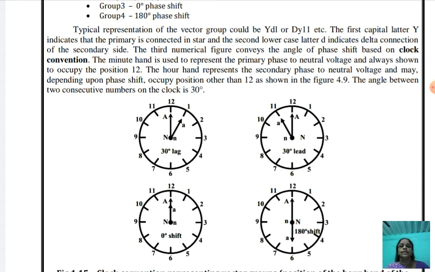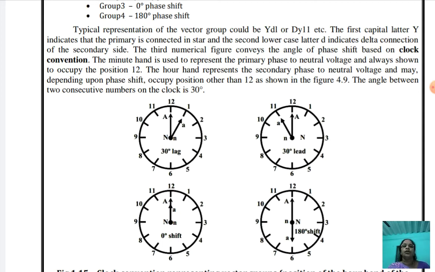So now you see the clock position, the 12 o'clock position. This is nothing but the clock convention only. That means the third numerical figure conveys the angle of phase shift based on the clock convention only. Based on this, we have to clearly understand the four vector groups of three-phase transformers. So the first one is the 1 o'clock position.